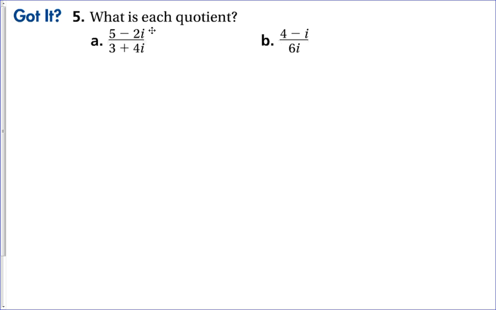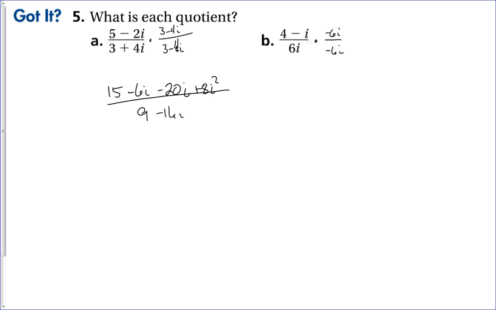All right, so your complex conjugate here, we're going to multiply by 3 minus 4i, and 3 minus 4i. And then over here, we're going to multiply by negative 6i and negative 6i. All right, so this one, we're going to get 15 minus 6i minus 20i plus 8i squared over, well, it's just going to be 9 minus 16i squared.